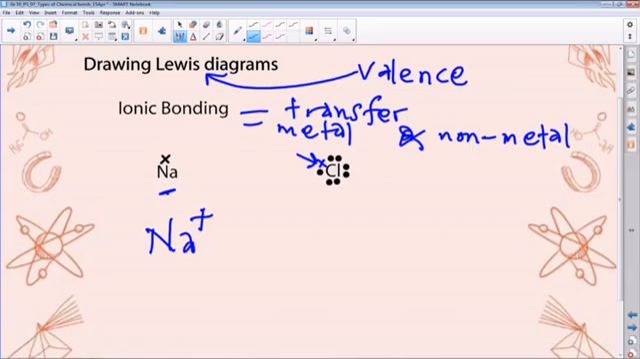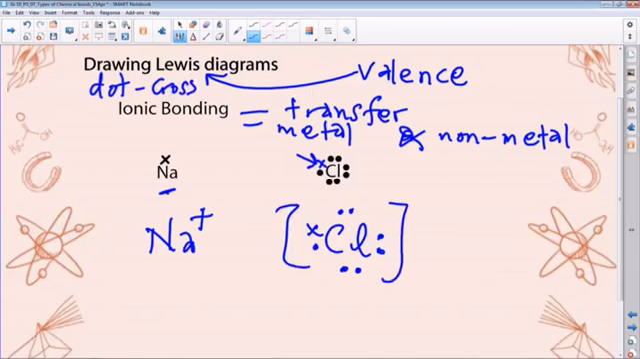Now, as far as the chlorine is concerned, we'll have the Cl, and then we have the original dots to represent the electrons that originally belong to chlorine. Then the extra one is a cross. Remember, this is a dot-cross diagram in terms of the Lewis notation. This one has now formed what we refer to as an anion. So now the anion is negatively charged.